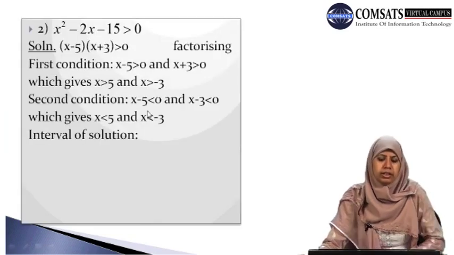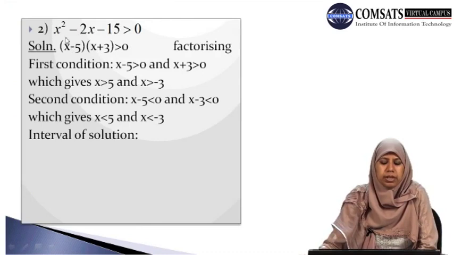Let's have a look at another example. We have x squared minus 2x minus 15 is greater than 0. Immediately we will factorize first. The factors are x minus 5 and x plus 3. We have here the product of two terms positive. So we obtain our first condition.